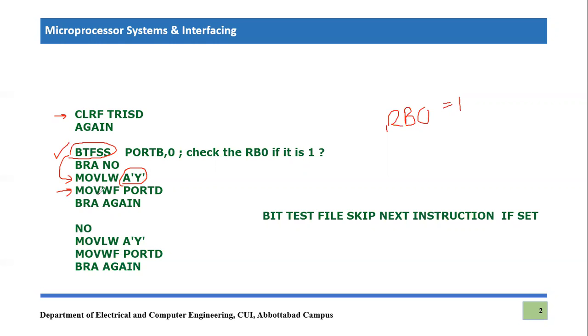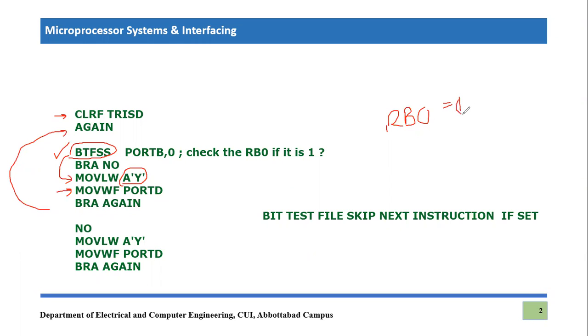So what we are doing is sending this working register value, which is ASCII Y, into port D, and then we repeat our procedure, branch again, and come back to this point. I hope this point is clear. We perform this task when RB0 is equal to 1.